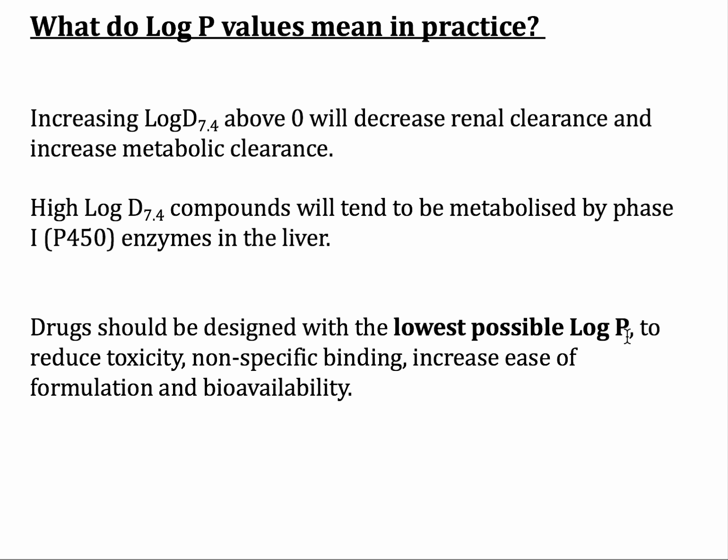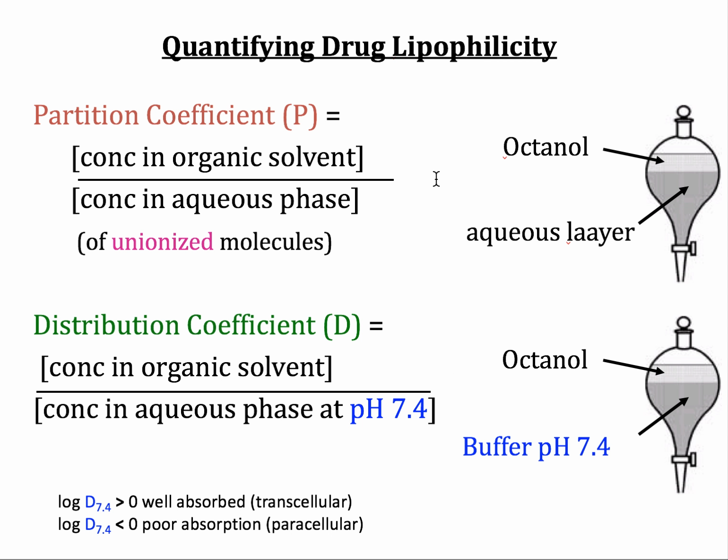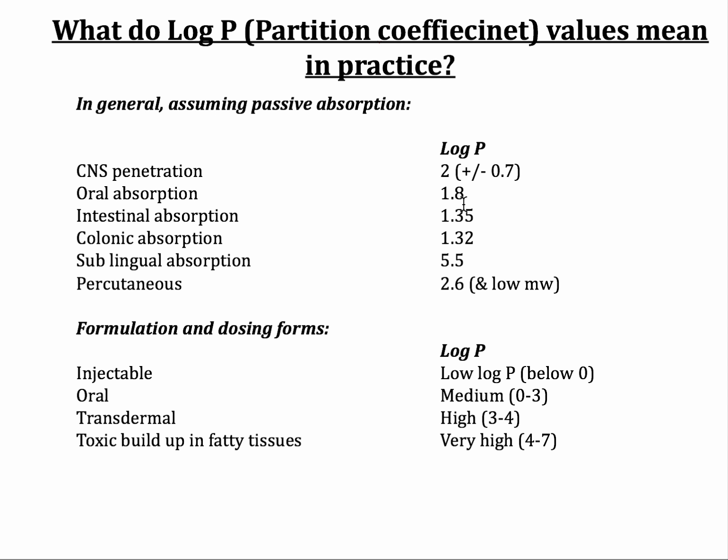So drug companies usually want a moderate log P value. Log P is just another term for log D 7.4. They want it to be above 0 so it's well absorbed, but they don't want it to be so high that it causes toxicity, so usually between 1 and 2. So these are different examples of different administrations and the log P, log D 7.4 values. You can see intestinal absorption is great and best at around 1.35.